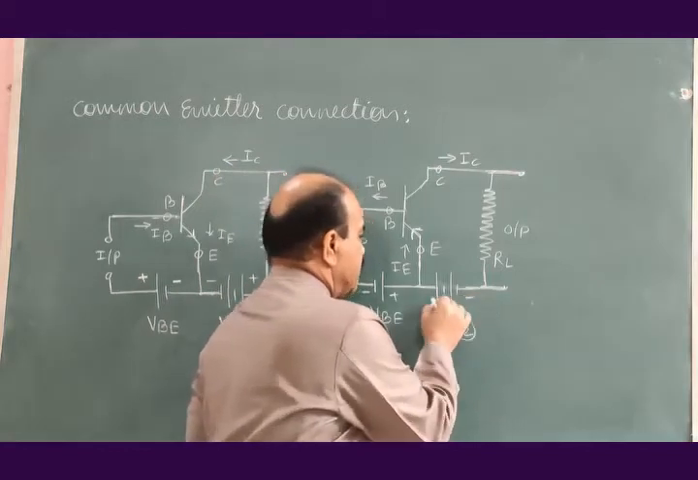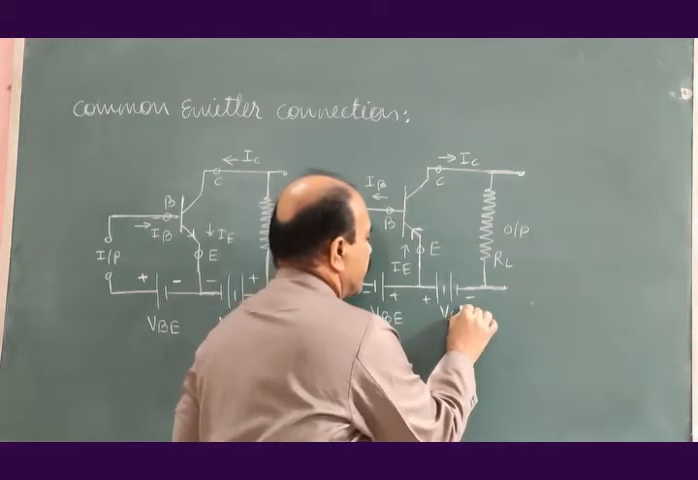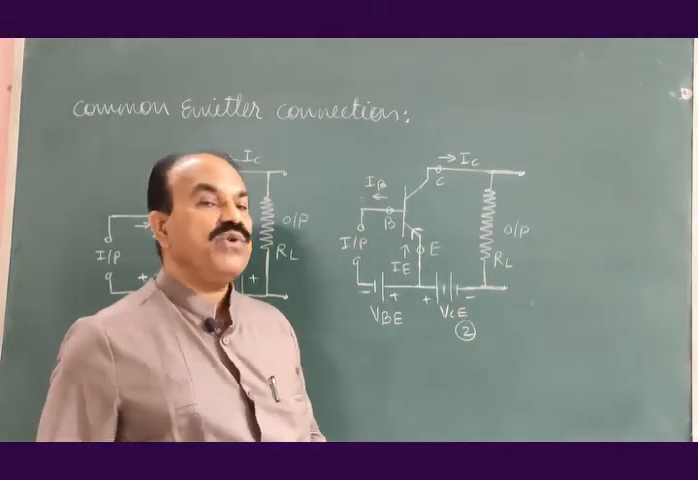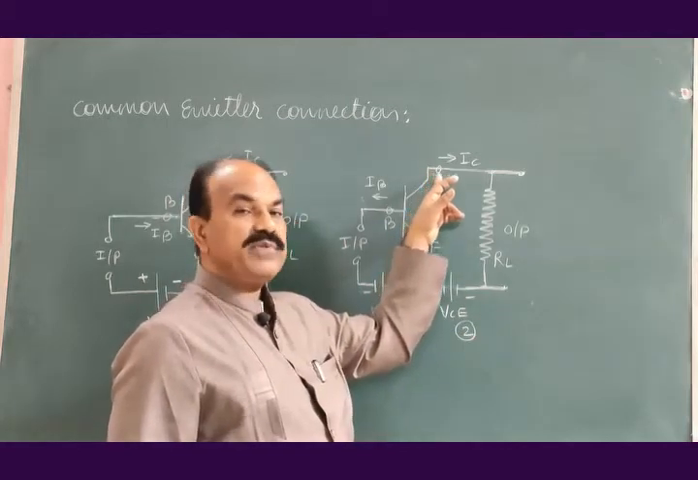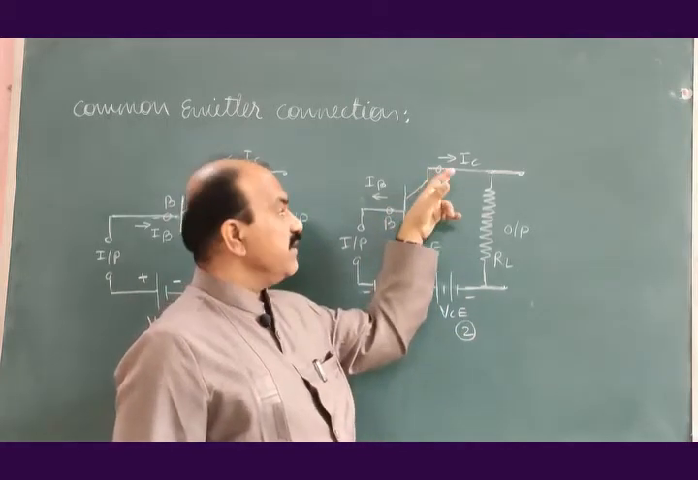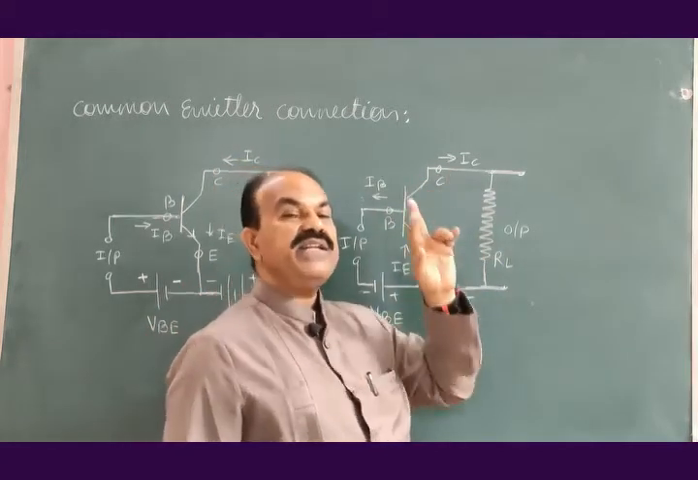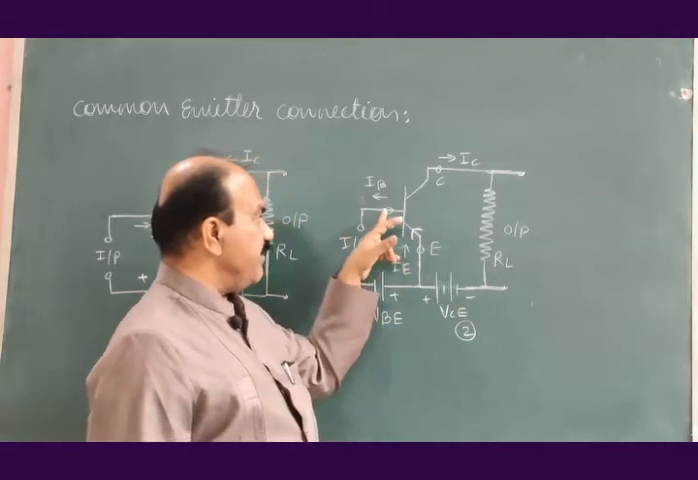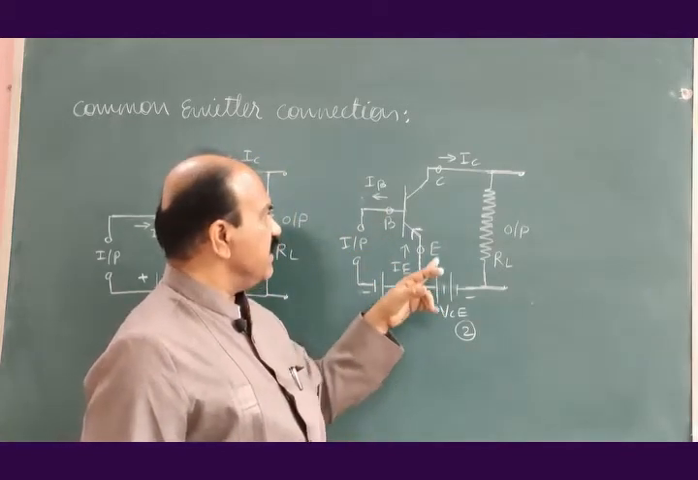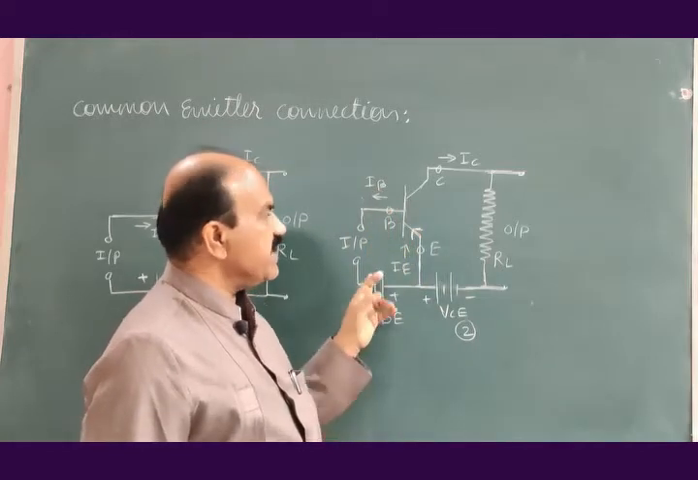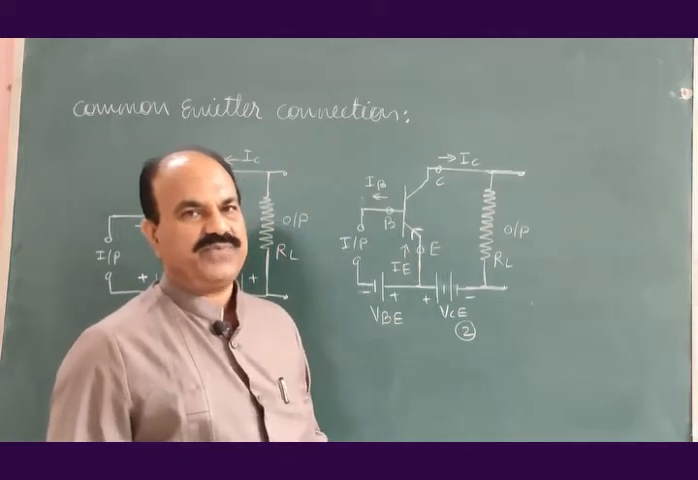VCC, minus plus, VCE. This provides voltage between collector and emitter. Collector is of P type, PNP, and to P type negative potential is given. So the collector is reverse biased, base is forward biased. FR biasing is also used here.